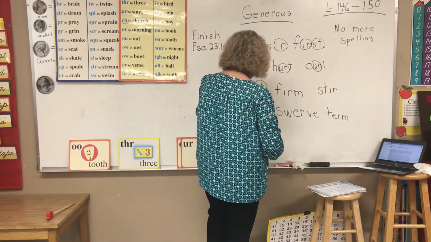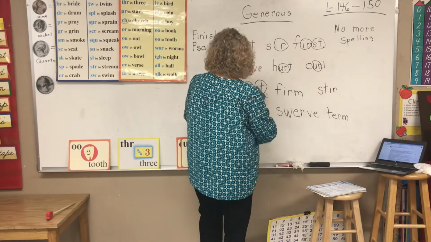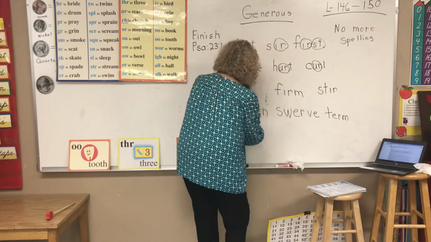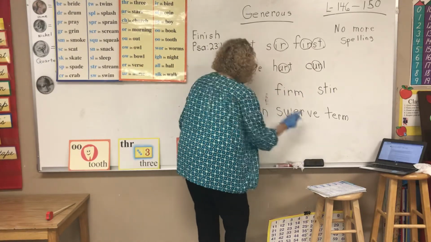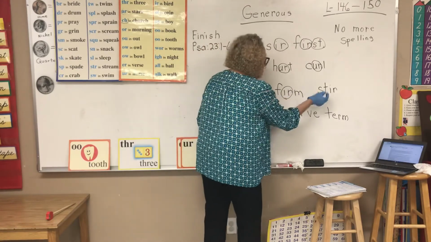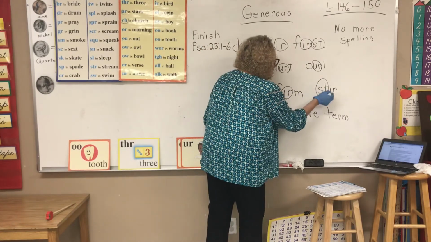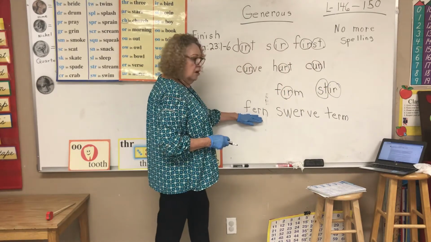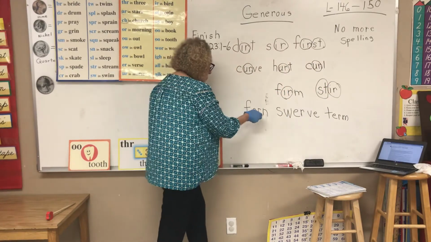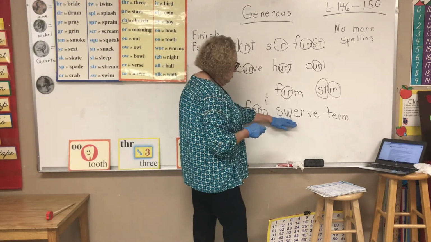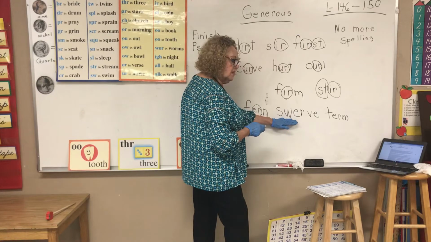Okay, so let me see. This should have been... Oh, I'm sorry, I made a mistake on this one. Let me erase that one. Okay, so let's go to the next one. IR, firm, and two sounds here. This is the ER as in verse, so we go in fern. And this one has two special sounds again, boys and girls.